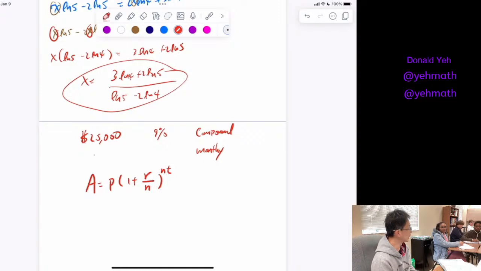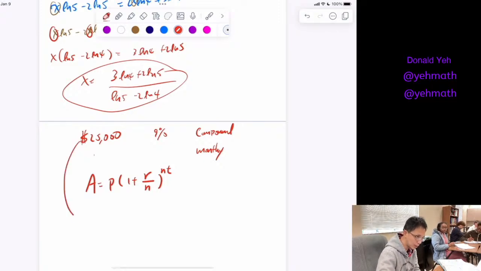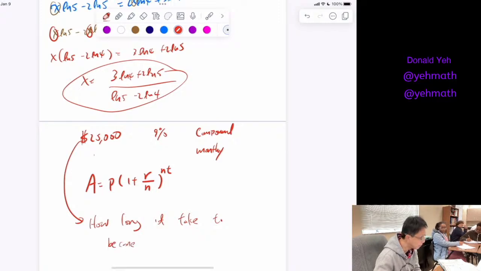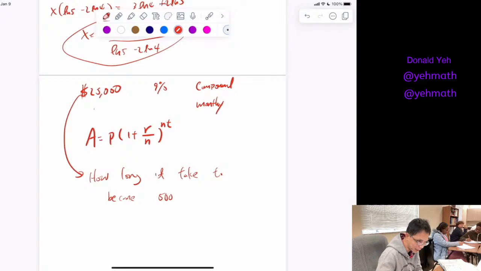So this question is different than before. I'm not asking how many years. I'm asking you, if it's 9% interest, how many years would it take to become $500,000? How long does it take to become $500,000? That seems like it's impossible, right? But it's possible with the correct interest.